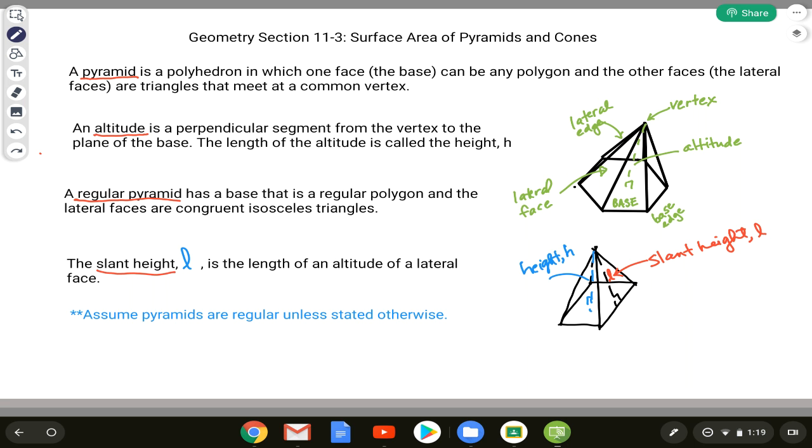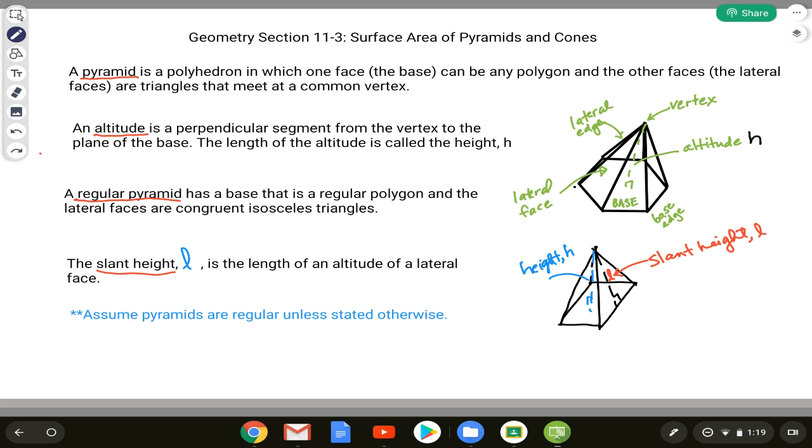The altitude is a perpendicular segment from the vertex to the plane of the base, and it's going to hit in the center of the base, and we're going to call the length of that altitude the height h. A regular pyramid has a base that's a regular polygon, and the lateral faces are congruent isosceles triangles. So that's something to keep in mind, and unless it's stated otherwise, we should assume that the pyramids are all regular. The last part of this is the slant height L.